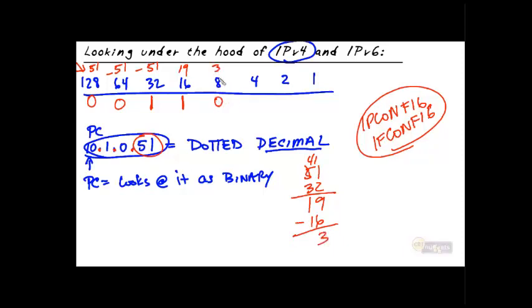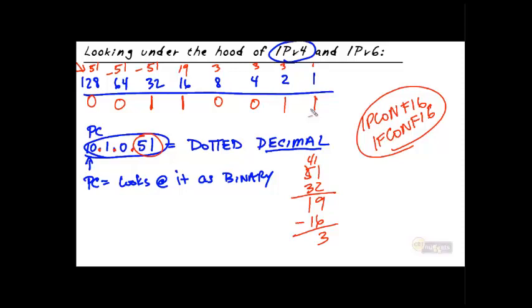It doesn't go in. 8 doesn't go into 3. And we have 3 still left over. And 4 doesn't go in. And we have 3. 2 does go in there. And the remainder is 1, and 1 does go in there. So the binary number for 51 is 00110011.